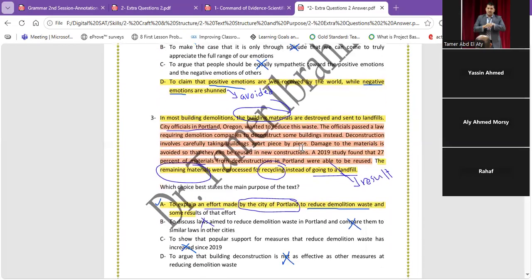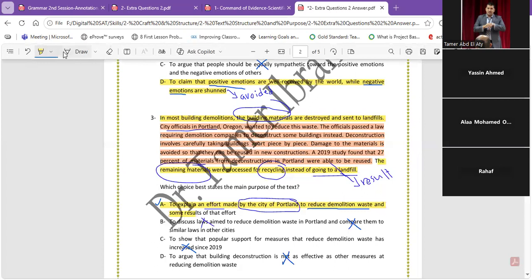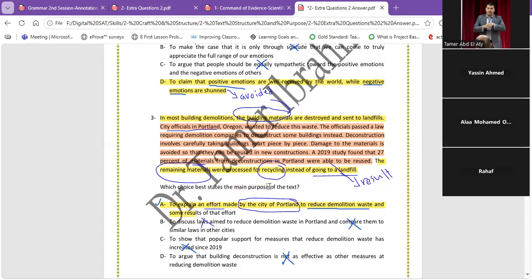Let's go to number 3. Yes, what is the question about? It's the main purpose. What are you going to do? I'm going to read the first and last sentence.